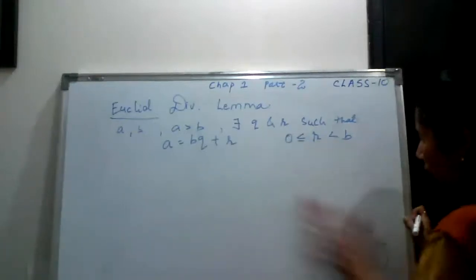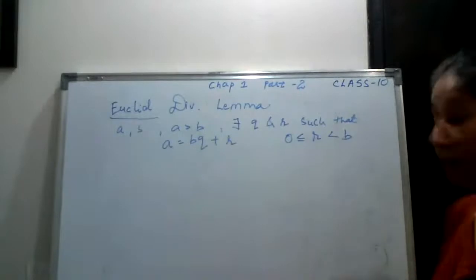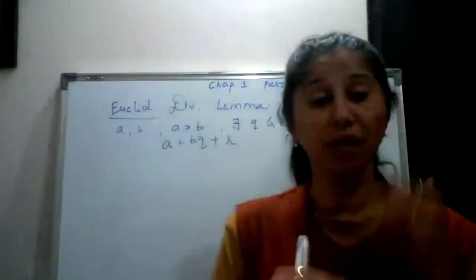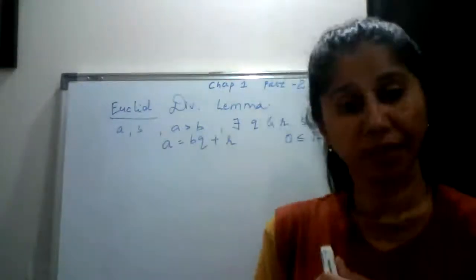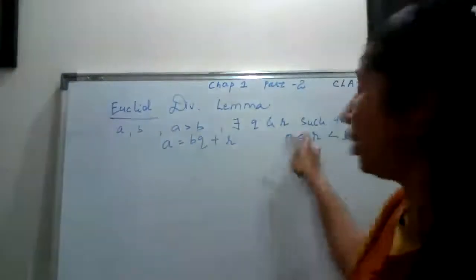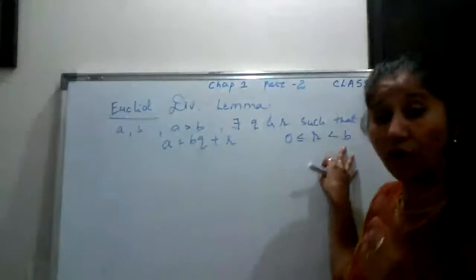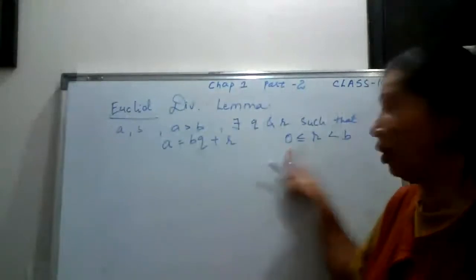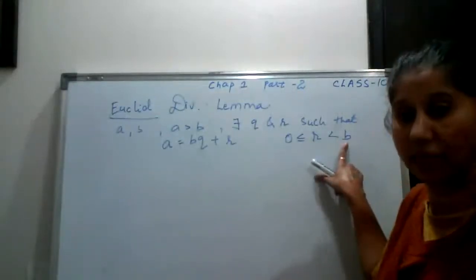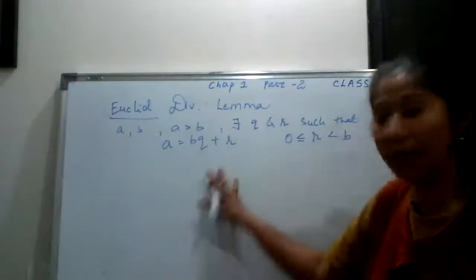So now what is the use of this Euclid division lemma? Basically, for exam purpose, the statement could be asked. Secondly, this condition could be asked: what is the condition for the remainder? Generally, it is asked that the remainder is always greater than or equal to 0 and lesser than the divisor. Am I clear with this?